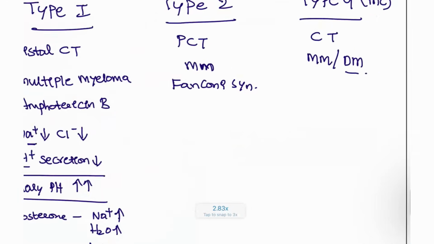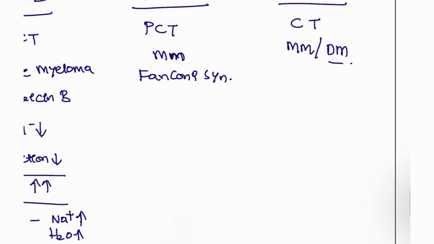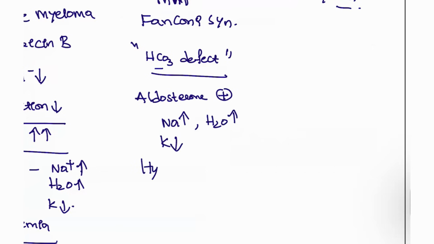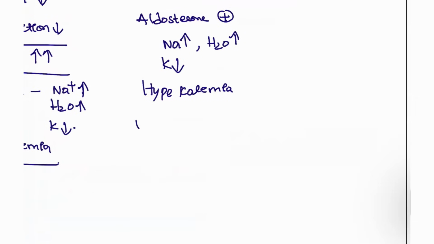Next, moving on to type 2 RTA. This one is going to cause the HCO3 defect. The bicarbonate defect will be seen in this patient. Further, if the bicarbonate is disturbed, then again aldosterone is going to start acting. So sodium will increase, water will increase, and again potassium will decrease. So here also you are going to see hypokalemia. And the urinary pH will also be acidic.